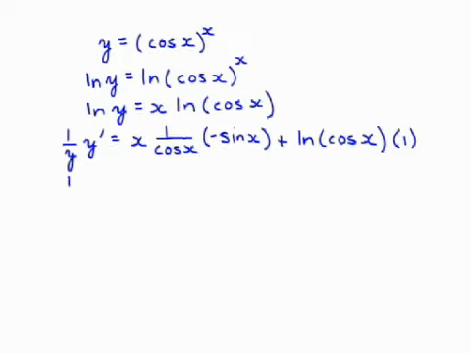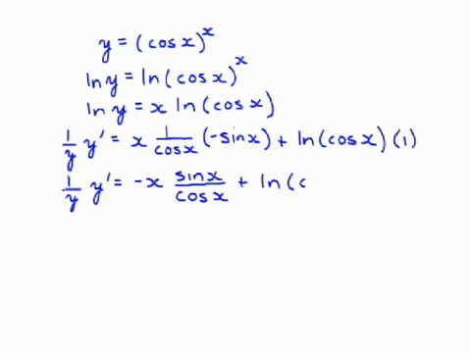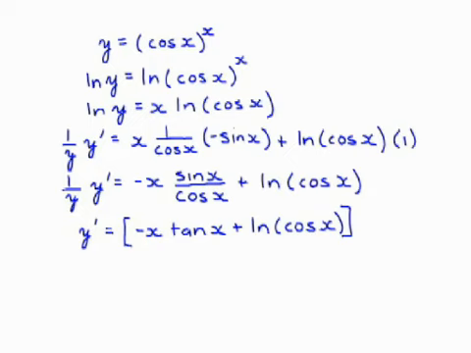So I end up with 1 divided by y times y prime, equals negative x sine x divided by cosine x, plus the natural log of cosine of x. Remember that I'm trying to solve for y prime. So to do so, I must multiply both sides of the equation by y. So I end up with y prime equaling, in the squared brackets, negative x tangent x. The tangent x is just using our quotient identity that sine x divided by cosine x is tangent x. Add to that the natural log of the cosine of x, and then that's all multiplied by y.